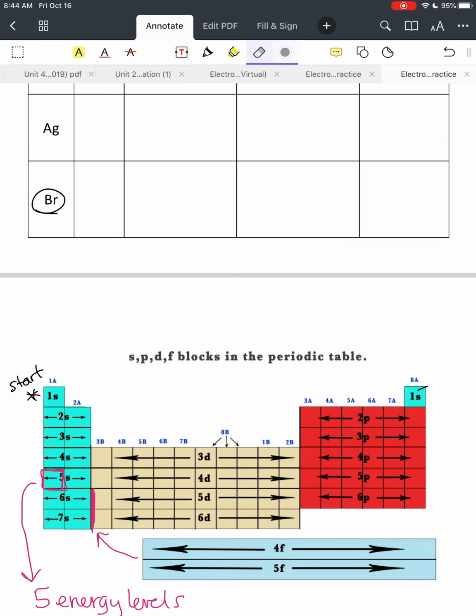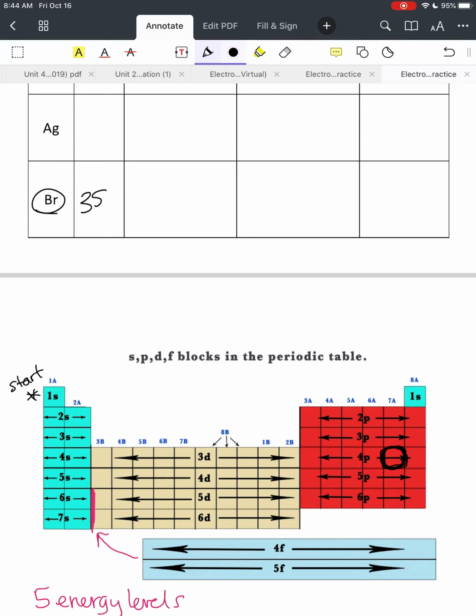Bromine is on my 4th energy level, so let me move that out of the way. Okay. So bromine is over here. It's on the 4th row, and it's almost all the way to the end over here. So here's my bromine. Okay, bromine's atomic number is 35. And like I said, we're not going to do the arrows. We're going to just skip straight over to the electron configuration.